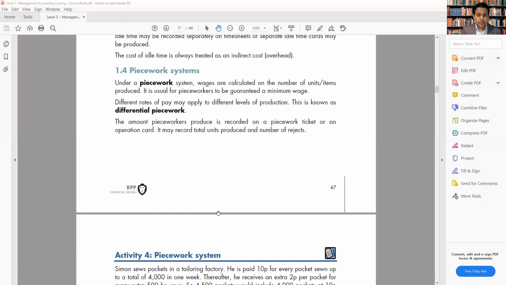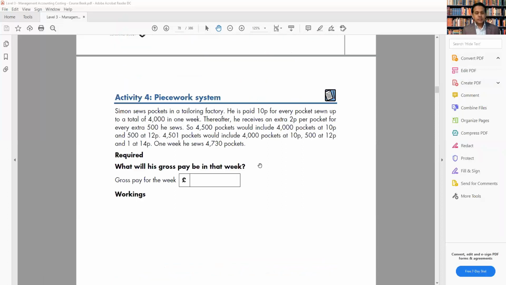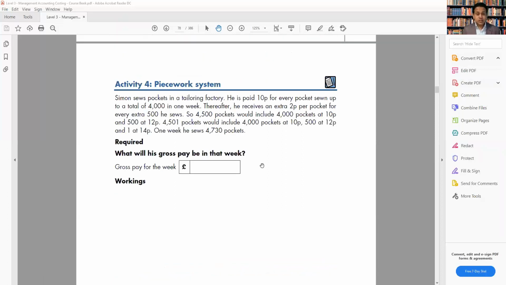So the piecework system. The piecework system is when you work based on the output, not actually how many hours you work. So the number of units you have produced, your payment will depend on that. So let's have a look. Is there any example we have? So we have one activity for the piecework system.